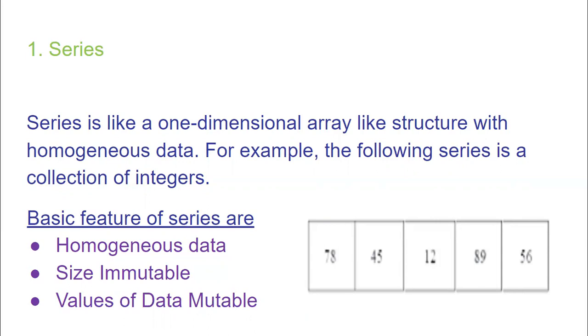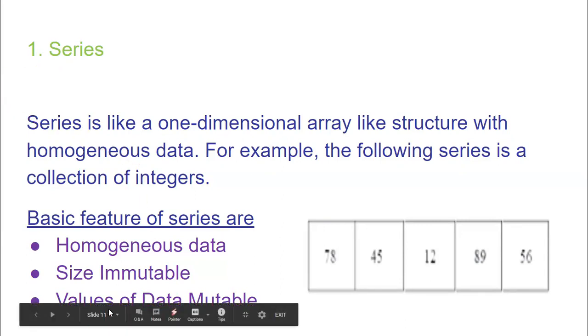So what are the basic features of this series? The first thing, it is homogeneous data. And second, the size is immutable. Once you declare the size, you can't change the size. The values of the data are mutable. If you want to change the value, you can change the value, but you cannot change the size. This is the feature of the series.